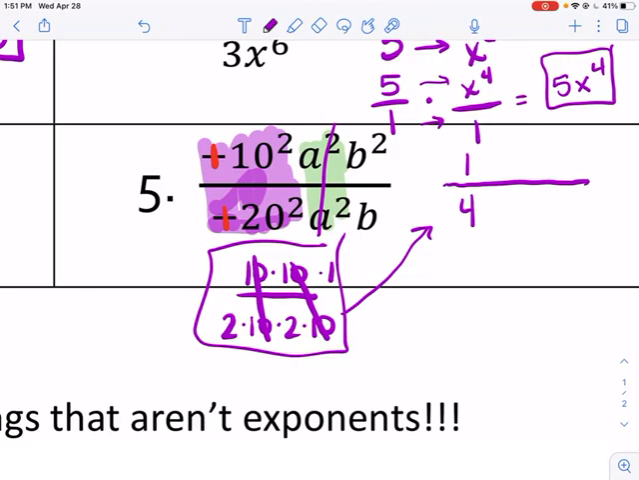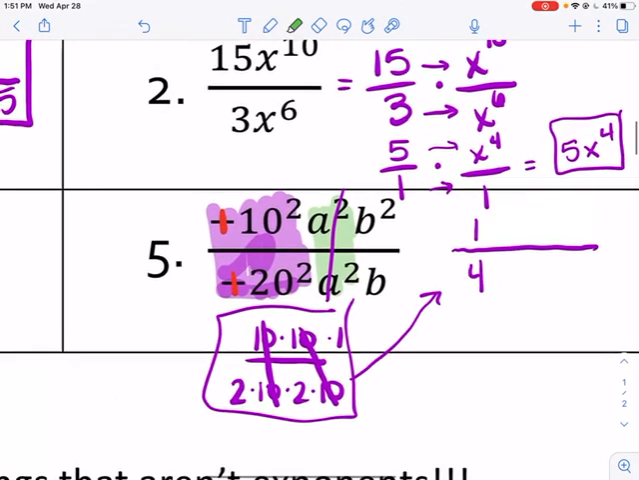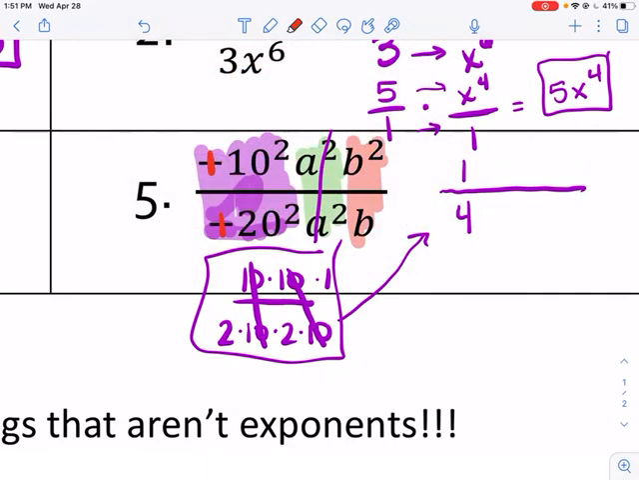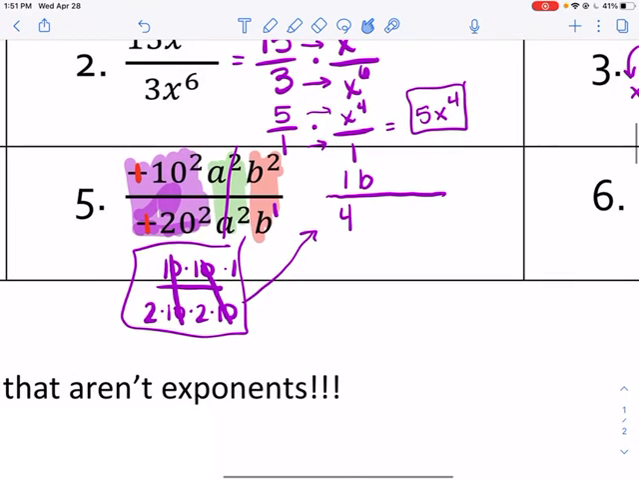Then our last one is b squared over b. You may be tempted to say it equals 2, but remember that the power on the b beneath is a 1. So there's going to be 1b left over, and it's just on the top. So now when we simplify, it is 1b over 4, which could be written as b divided by 4, or if you like this better, you could write it as 1/4 times b.